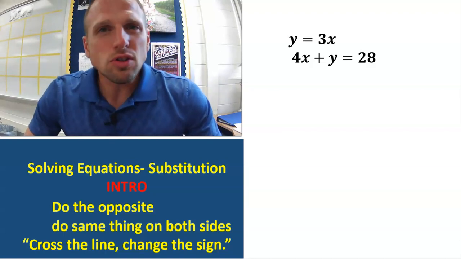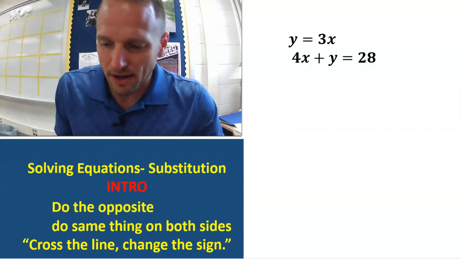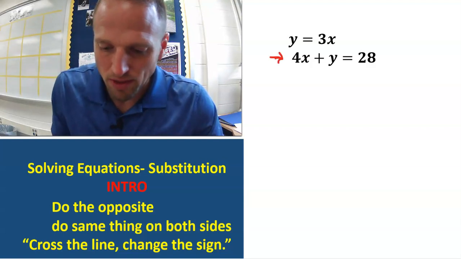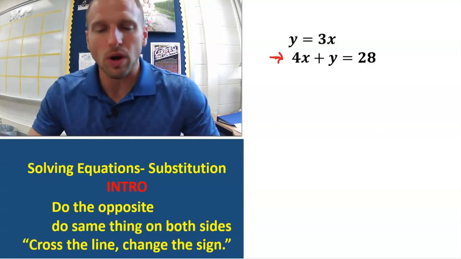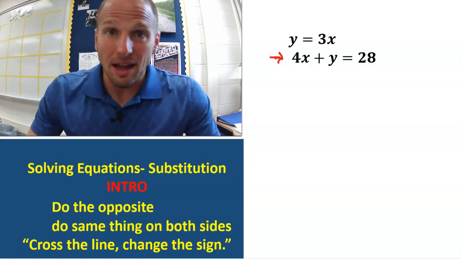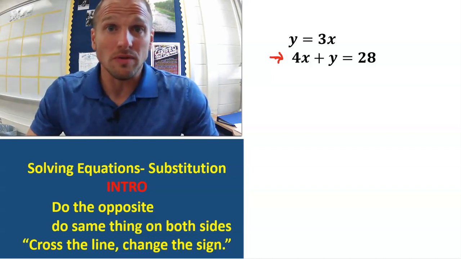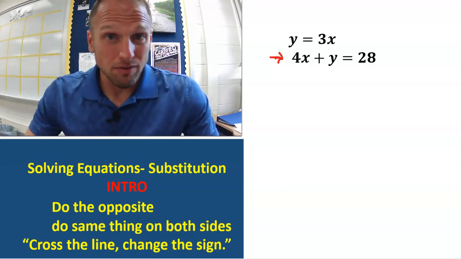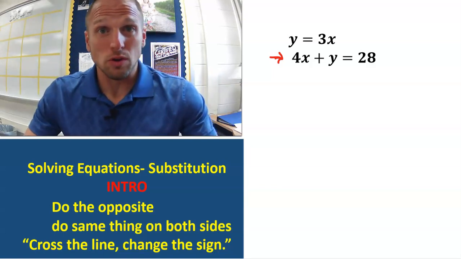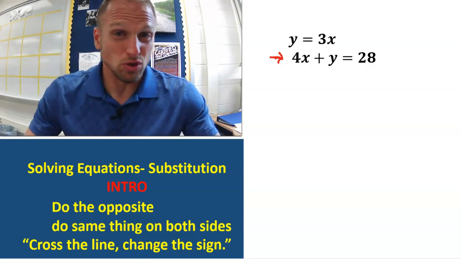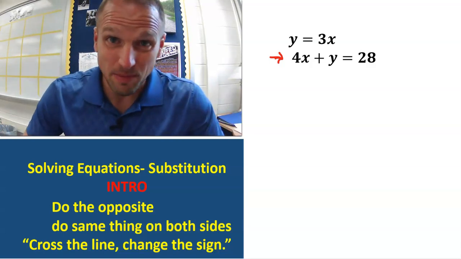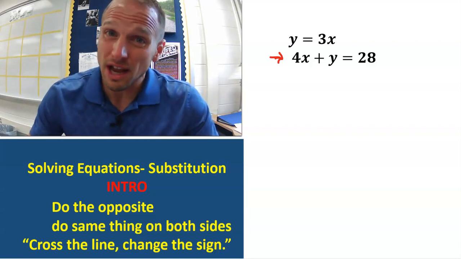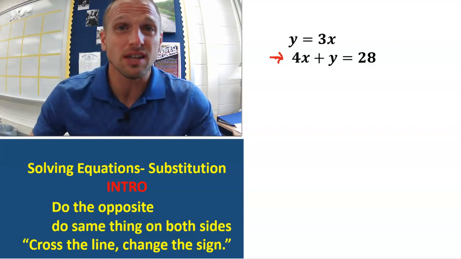Now, in order to solve this equation, I'm really looking at this one right here, 4x plus y equals 28. That one's a lot tougher than any equation we've seen so far because it has two variables, and I'm not even sure how to solve something with two variables. You could make a statement that if there are two unknowns, you can't solve it, but let's see.